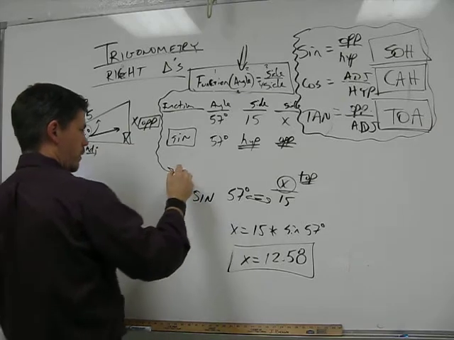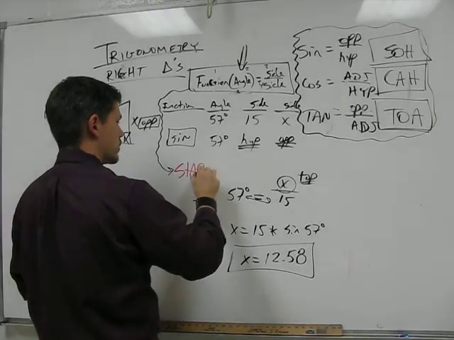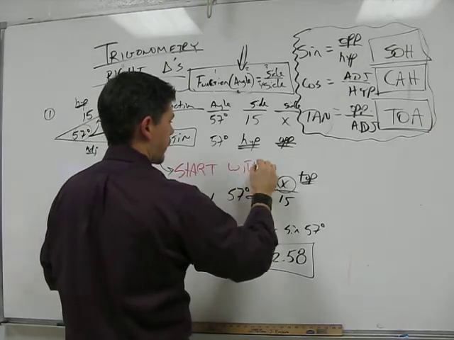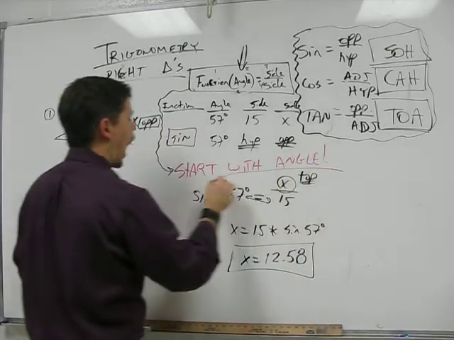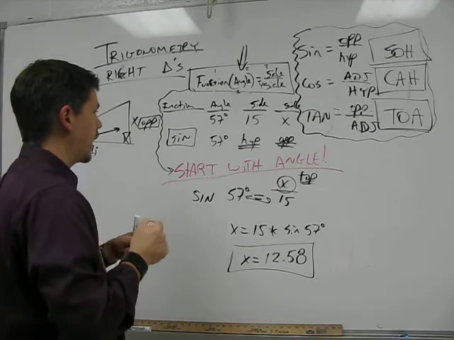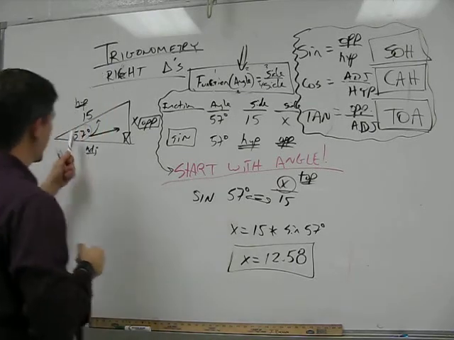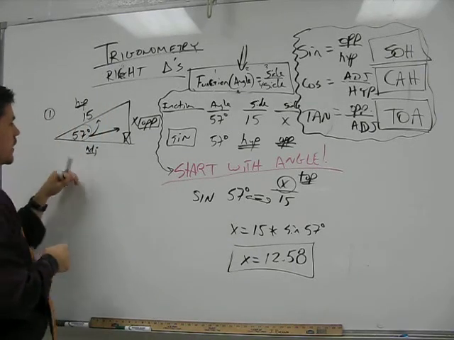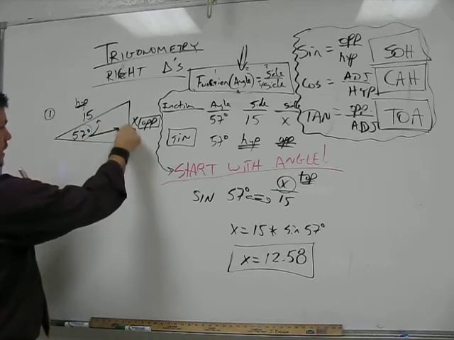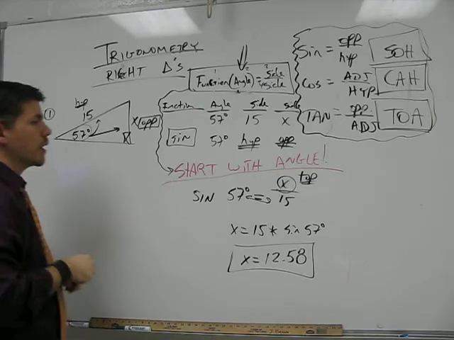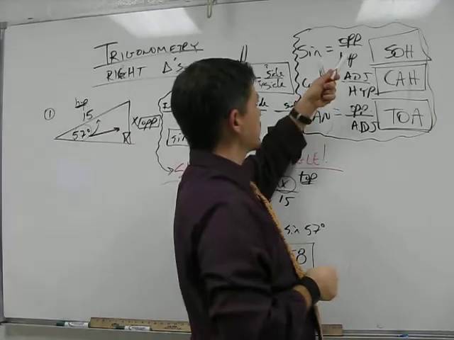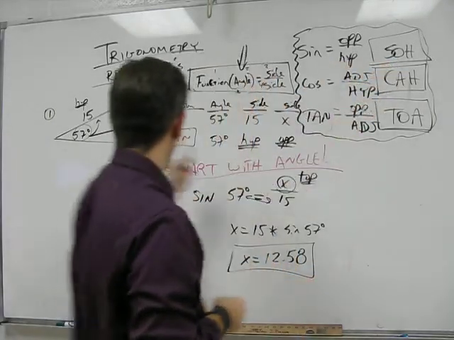I'm going to see if my red marker works. Start with the angle. Thank you, Dory. Start with the angle. So you start with the angle, 57 degrees. So then I decided, okay, I have an x, I have a 15. I use my opposite and I have my hypotenuse. So SOHCAHTOA, sine, opposite over hypotenuse.